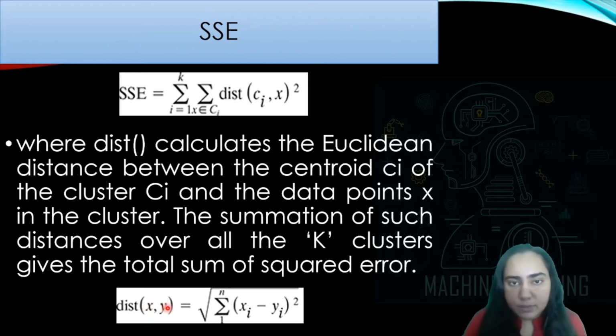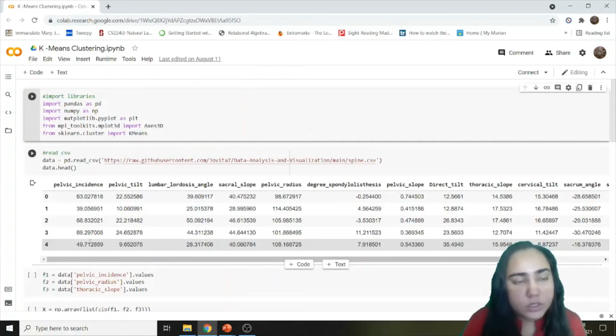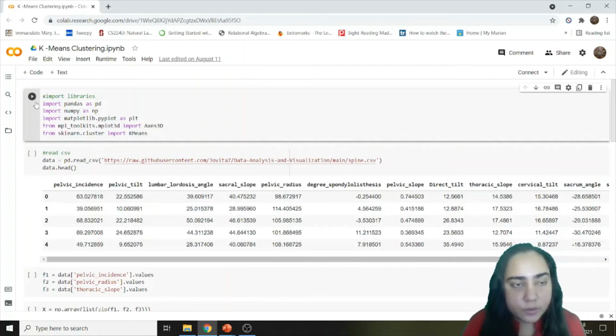Now we're going to implement the K-means clustering algorithm in Python. To implement the K-means clustering algorithm, you need to import all these libraries. First we have the pandas library, of course. We also have the NumPy library this time. We will also be plotting the result using matplotlib. So we are importing PLT as well as Axes3D because we will be creating a 2D graph as well as a 3D graph. And to implement the K-means clustering model itself, we will be importing KMeans from sklearn.cluster.